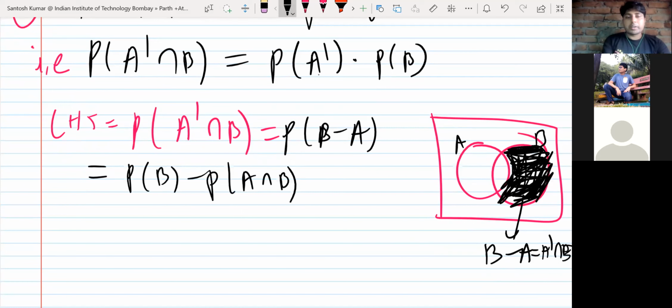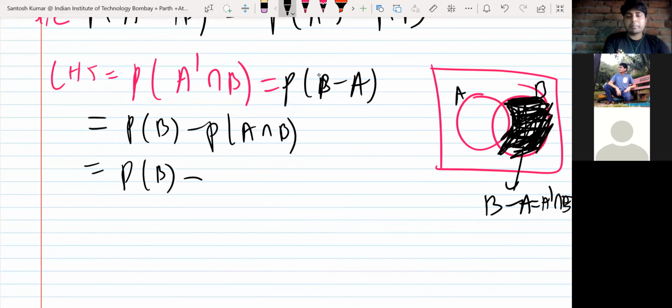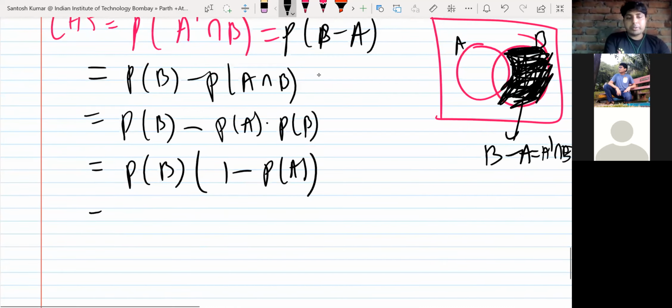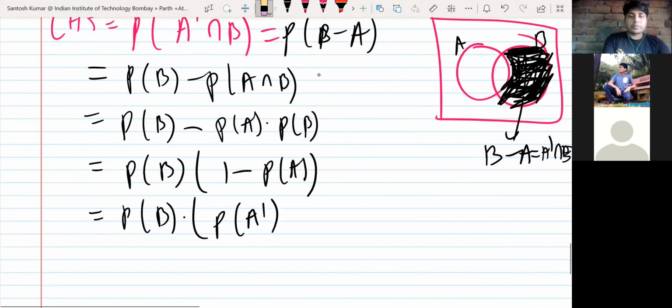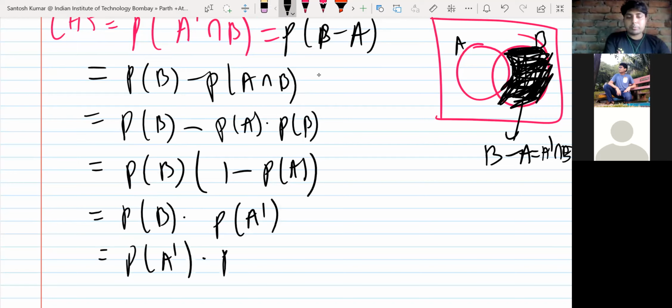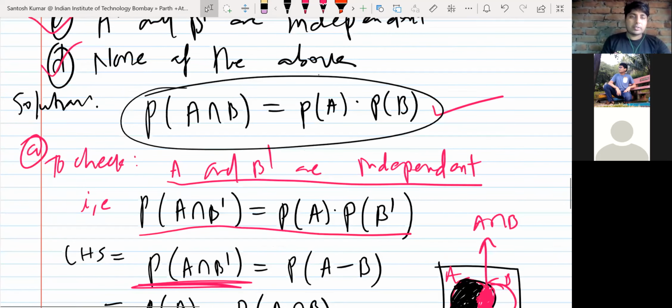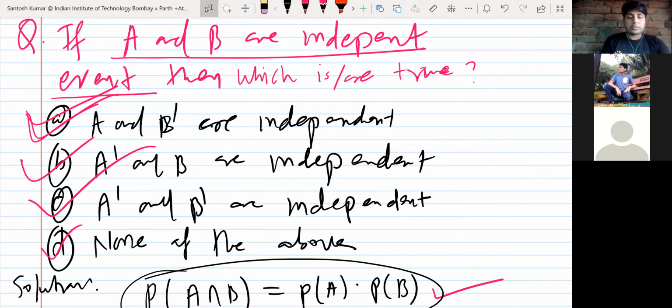Yes. So again, in a similar way, since we are given that probability of A intersection B is PA into PB, we can take PB common. So you will be left with 1 minus probability of A, and then PB into 1 minus probability of A is probability of A complement. So we proved this, or we can write it as probability of A complement into probability of B. So that was RHS. So again, it is saying that B option is correct.